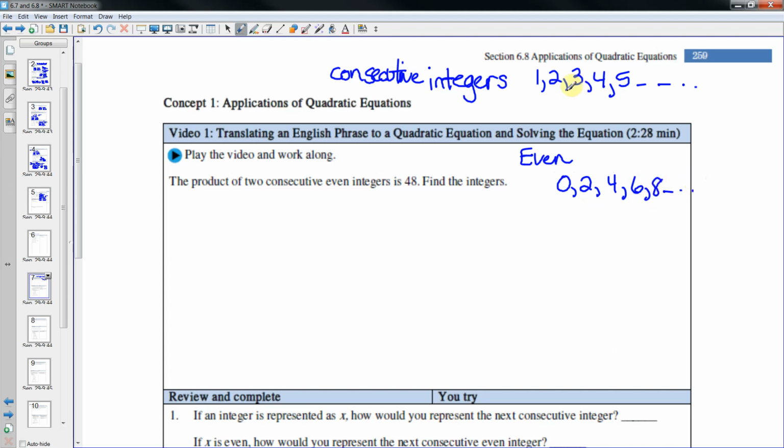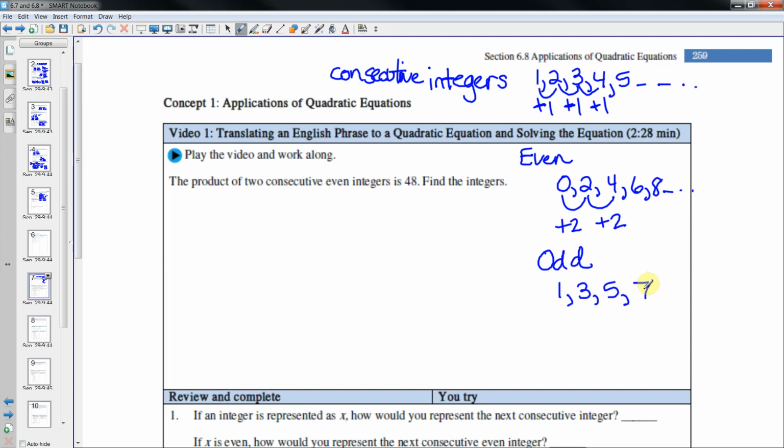When I'm looking at consecutive integers at the top, to go from 1 to 2, I'm adding 1. To go from 2 to 3, I'm adding 1 again. To go from 3 to 4, I'm adding 1 again. Now to go from even integers, from 0 to 2, I'm adding 2 this time. 2 to 4, I'm adding 2. And so on. If I were doing odd integers, they are like 1, 3, 5, 7.